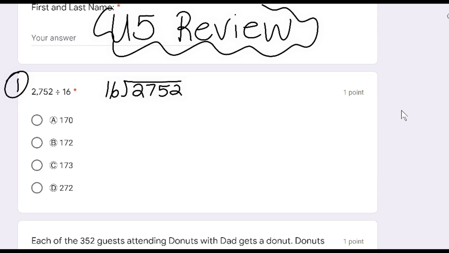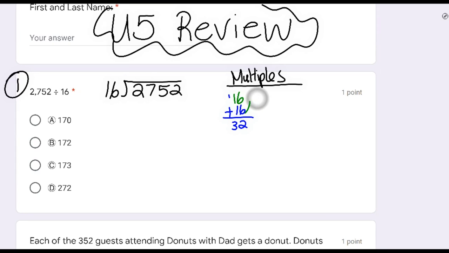Now we will get our multiples. This is a step that I teach so that we can do this easily. So 16 times 1 is 16. If I double that, I'm doing 16 plus 16. That will give me 12. Regroup. That's 32. So over here, it is going to be 32.